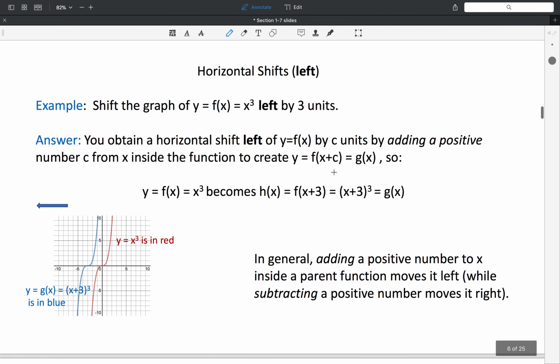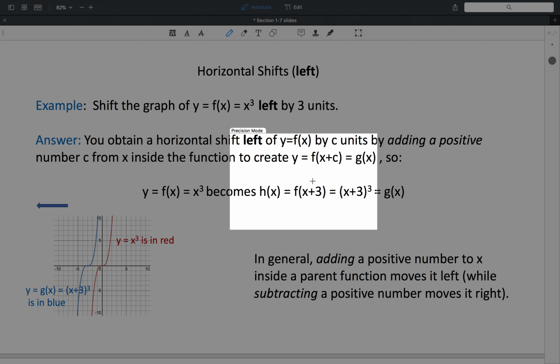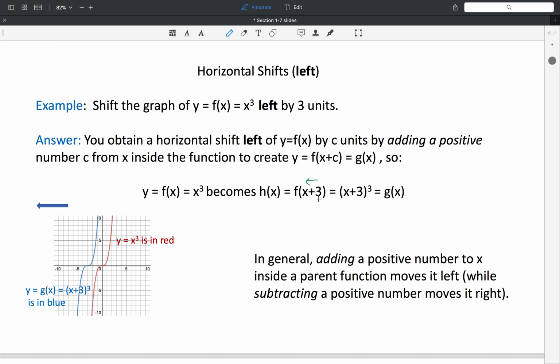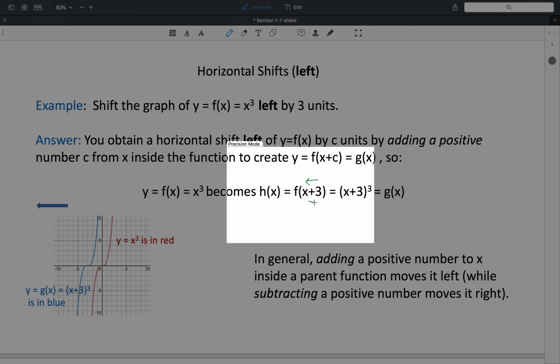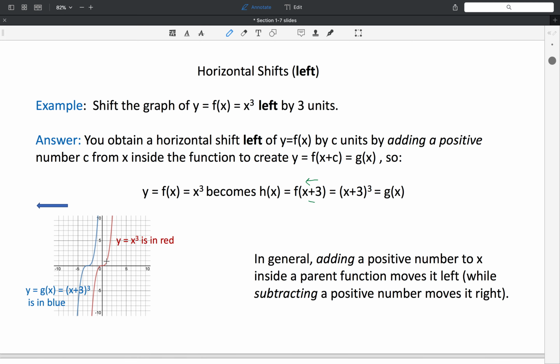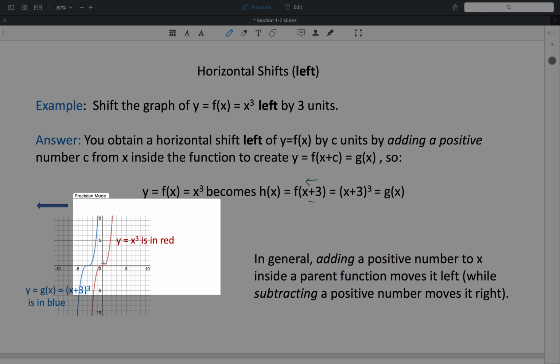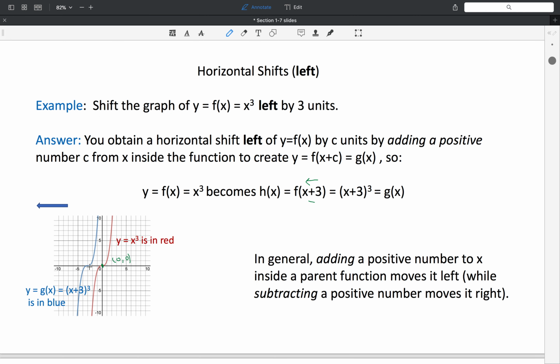So I want to move it left, and yes, you're going to add. So when I add, I move things to the left. So again, I want to look at x plus 3. I'm going to take x cubed and move it to the left. So inside the parentheses, I add 3 to it, and then I cube it. Here's the graph. So again, here's the old graph. And again, notice what happens to the 0. It was 0, 0 here, and now the 0 is going to be at the point 3, 0.